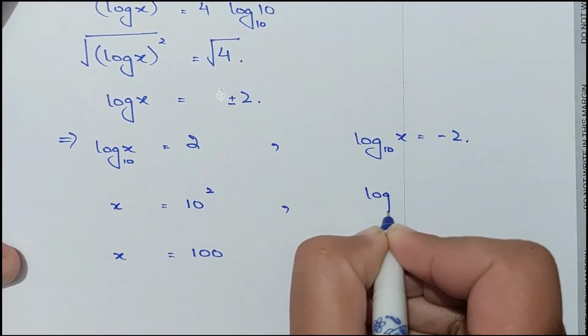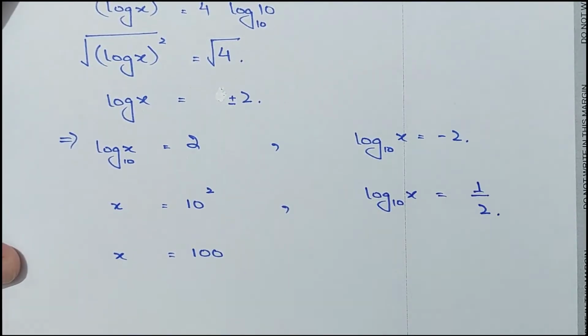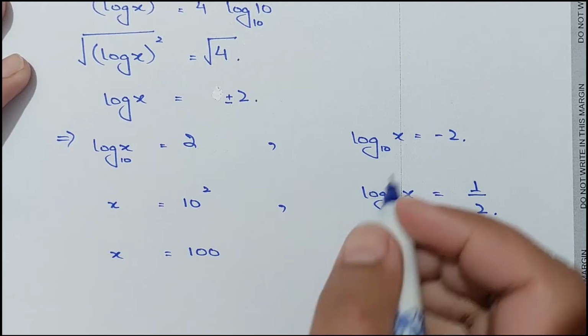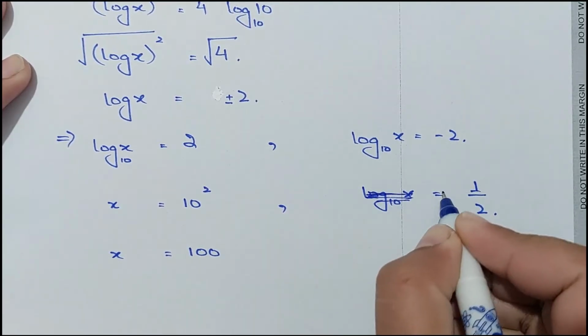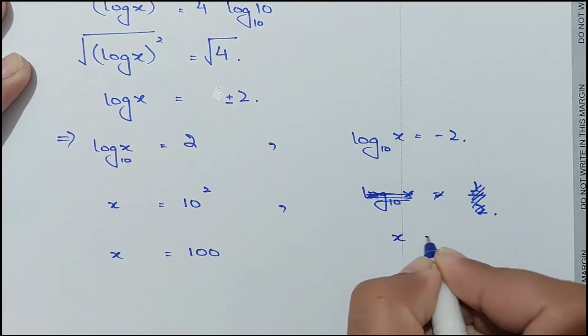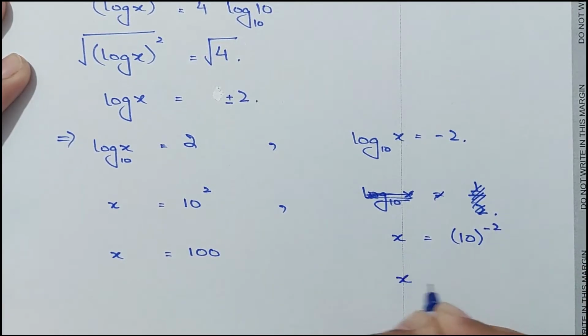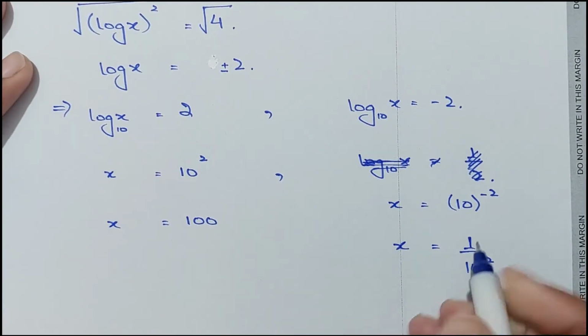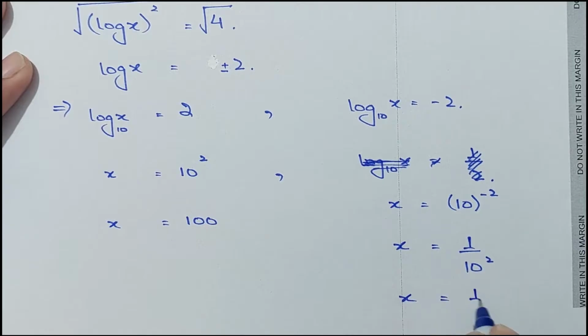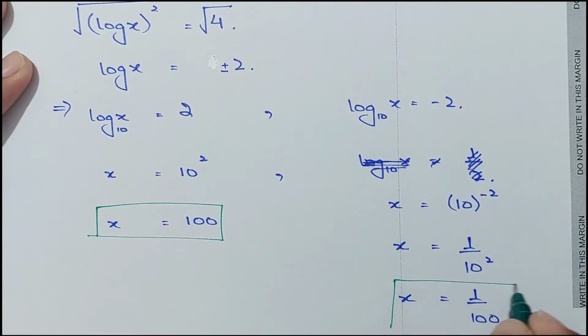And here log base 10 of x is equal to minus 2. Sorry, not this one. I'm really sorry for this. x is equal to 10 to the power minus 2. So x would be equal to 1 over 10 to the power 2. So here x would be equal to 1 over 100. So we have two solutions. x is equal to 100 and x is equal to 1 over 100.